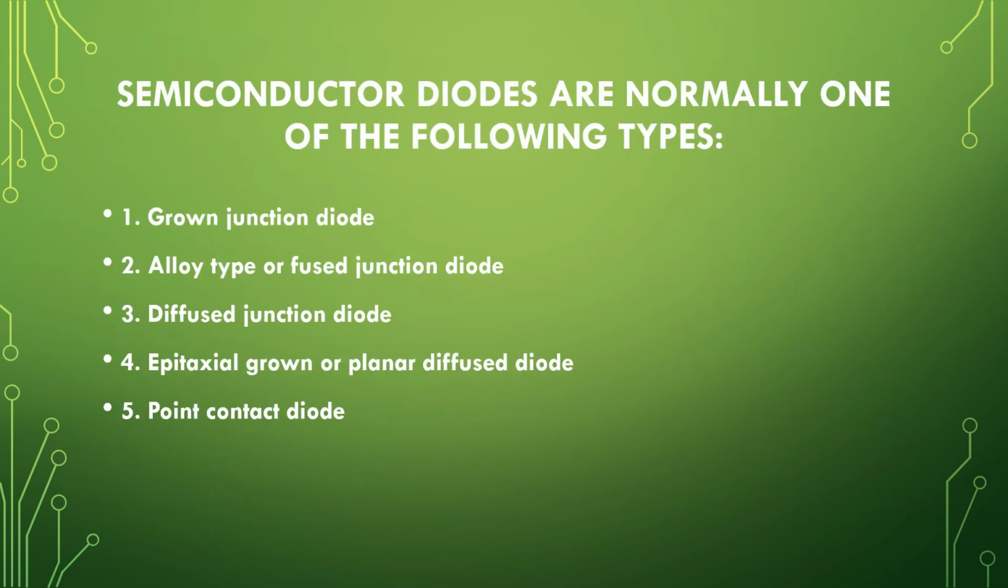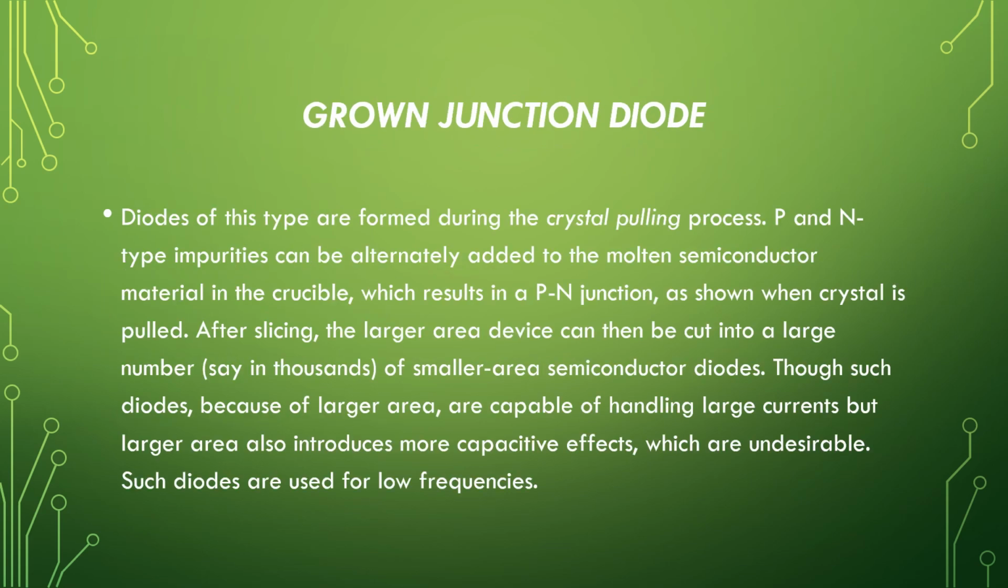Let us talk about how semiconductor diodes are normally one of the following types: grown junction diode, alloy type or fused junction diode, diffused junction diode, epitaxial grown or planar diffused diode, and point contact diode. First, the grown junction diode. Diodes of this type are formed during the crystal pulling process. P and N type impurities can be alternately added to the molten semiconductor material in the crucible, which results in a PN junction, as shown, when the crystal is pulled.